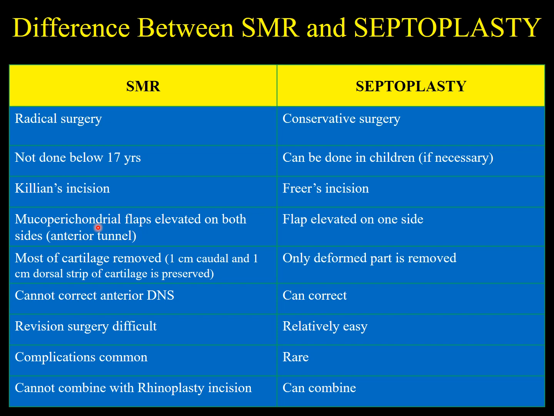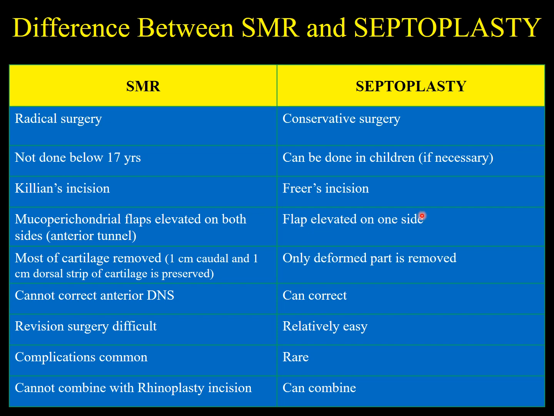Mucoperichondrial flaps. Many students make the mistake of writing both mucoperichondrial and mucoperiosteal. No, only the mucoperichondrial flaps are elevated on both sides. It is known as the anterior tunnel. While in septoplasty, the mucoperichondrial flap is elevated and the anterior tunnel is made only on one side.